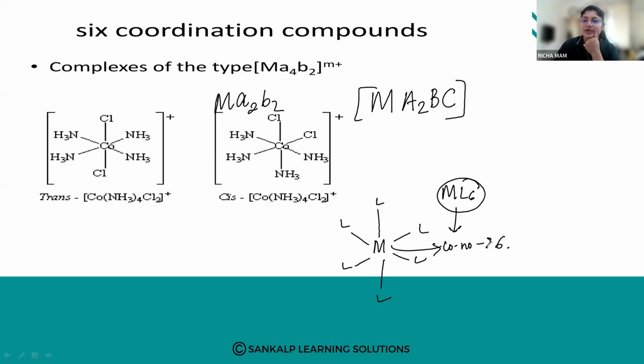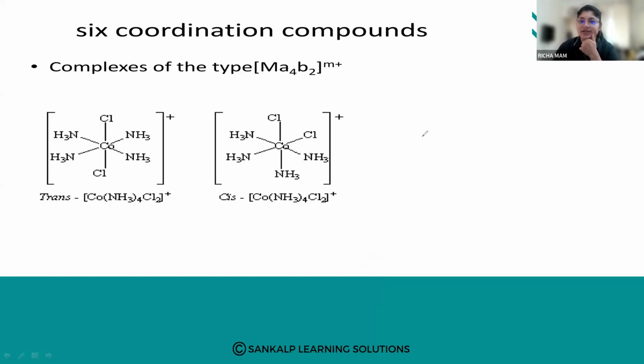In heteroleptic complexes, how will we get coordination number 6? Heteroleptic means two types of ligands should be there. So X2 and L4. Two types of ligands are there, X2 and L4. Here they have given A4 and B2. Anything you can take. Let us consider this only. So M is there. A is 4 and B is 2. How many ligands are there? 6 ligands are there. So it gives rise to coordination number 6.